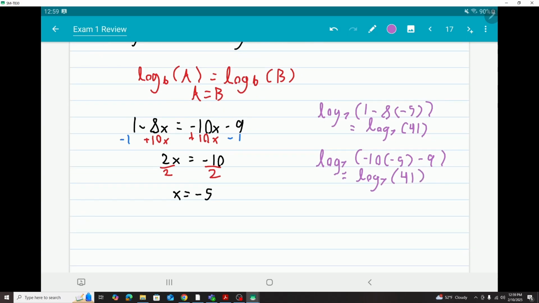And so we're not so much checking that they're actually equal. That would be fine. But the worry would be if I plugged in and got something like log base 7 of negative 13 or some negative number, because that can happen. That's called an extraneous solution. But that doesn't happen here. So our x equals minus 5 is a perfectly serviceable solution. We're happy.